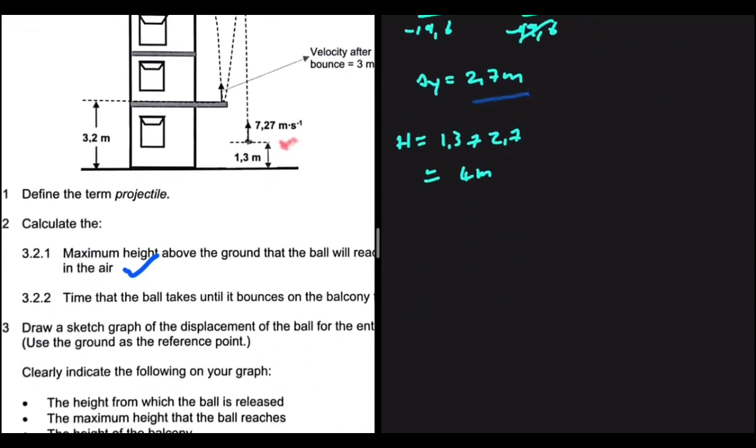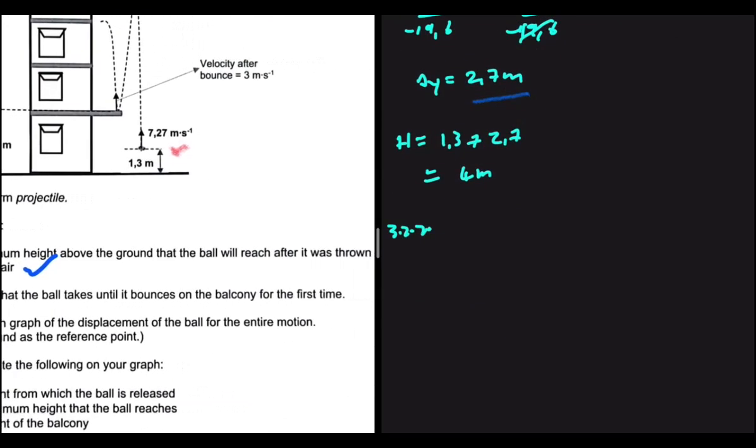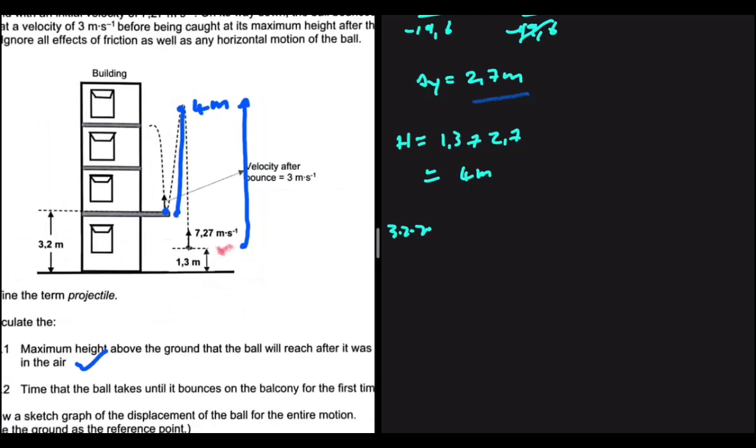Let's do 3.2.2. So 3.2.2, the time that the ball takes until it bounces on the balcony for the first time. So this is where it bounces on the balcony. We can find the time from the point it was projected until the maximum height. And then we can find the time from maximum height until it bounces off the balcony and add those two times. That will give us the time that the ball takes until it bounces on the balcony.